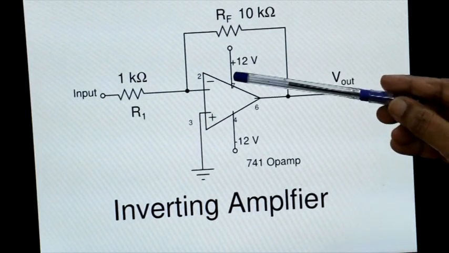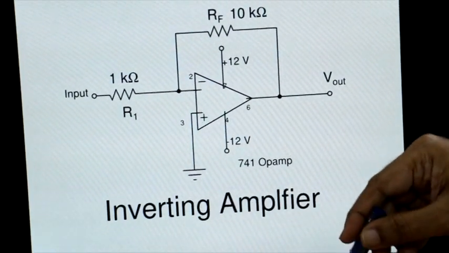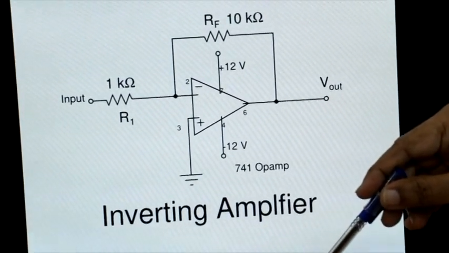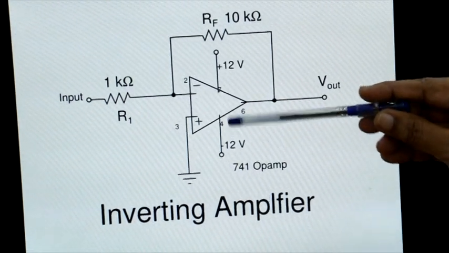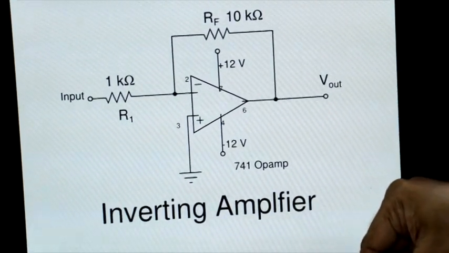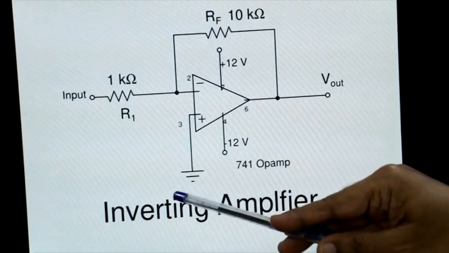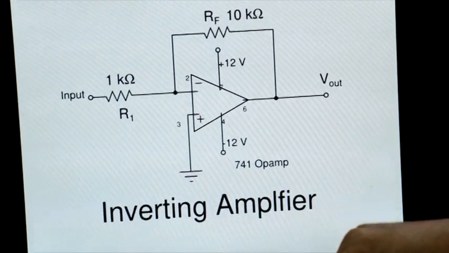So therefore, typically with an op amp, you should not use any resistors which are more than, let's say, a few megaohms. So therefore, this particular circuit is not good as a voltage amplifier. But at the same time, this is an extremely good circuit if your input is current.